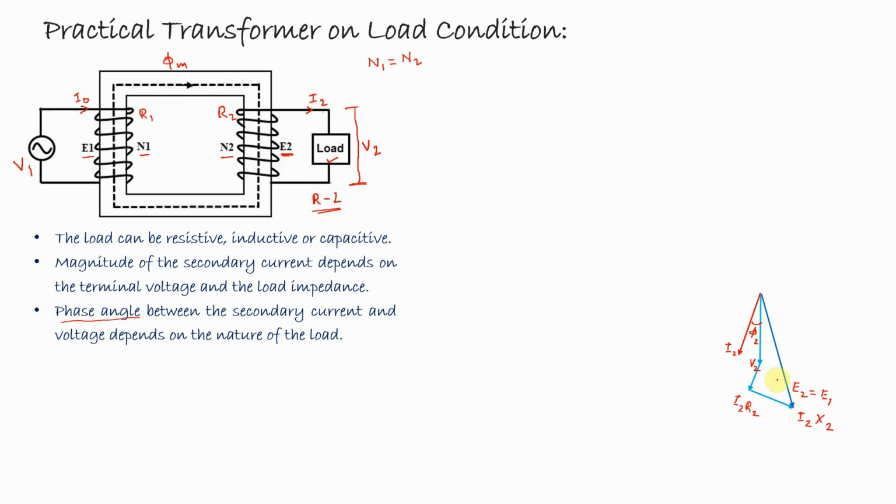We have already seen in previous cases that the mutual flux, which is responsible for the EMFs E1 and E2 induced in primary and secondary winding, will lead the induced EMF, because we have already seen that E1 and E2 lag the mutual flux by 90 degrees. Therefore, here the mutual flux will lead the induced EMF, so it is the mutual flux.